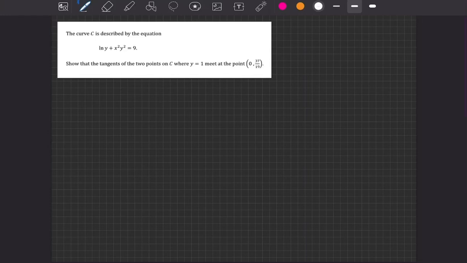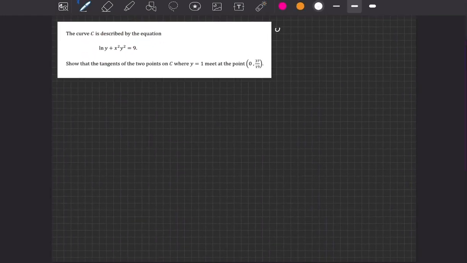Alright, the curve C is described by the equation ln y plus x squared y squared is equal to 9. Show that the tangents at the 2 points on C, where y is equal to 1, meet at the point (0, 37/19). So first things first, we want to find the 2 points where y is equal to 1. So we'll take y is equal to 1 and substitute it into our equation.